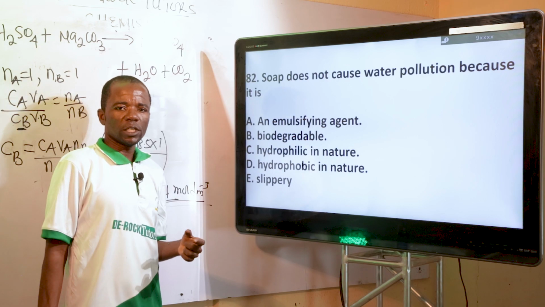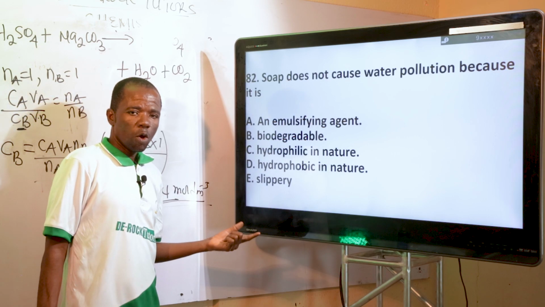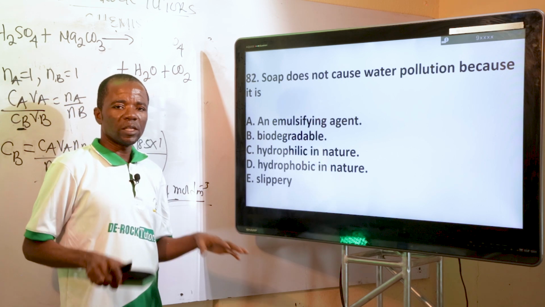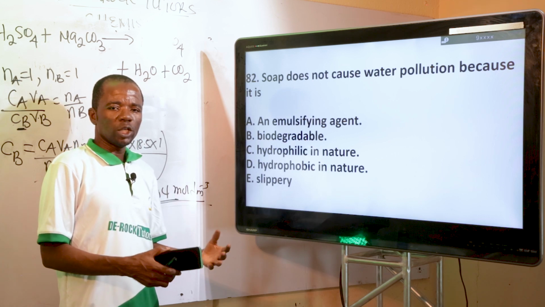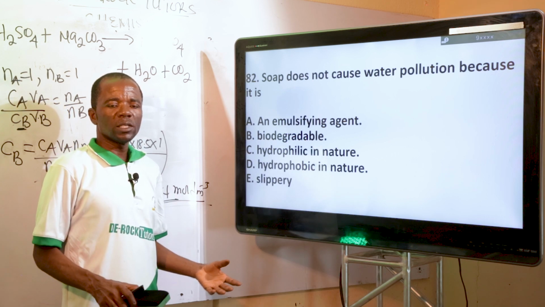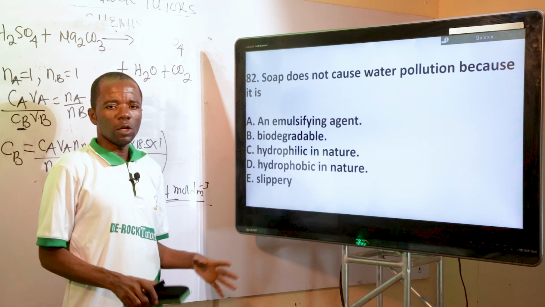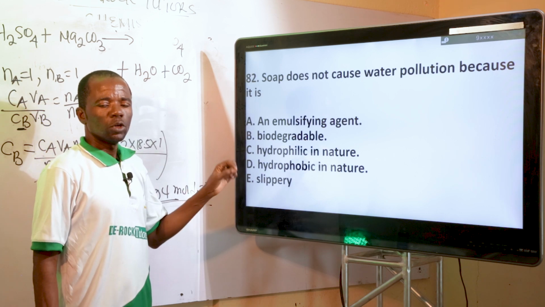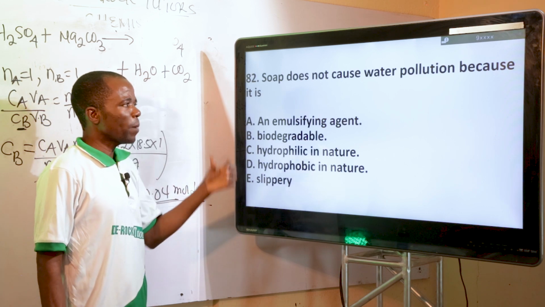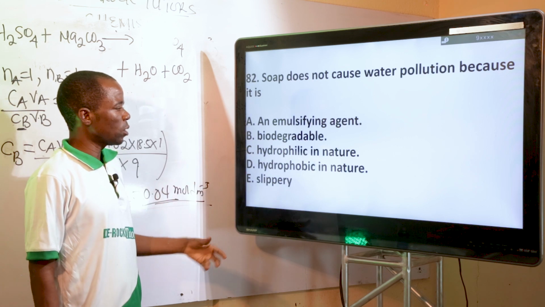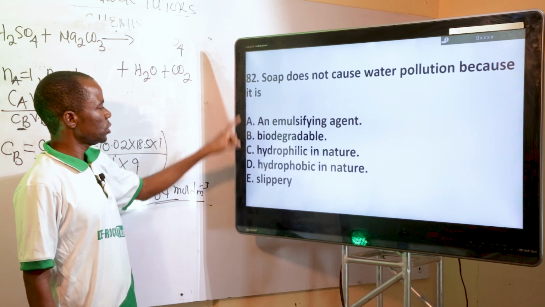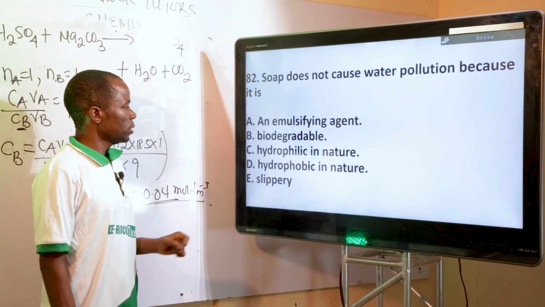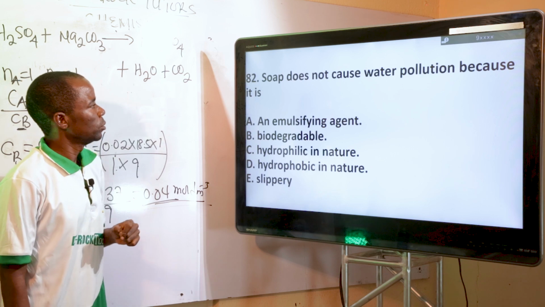Number 82. Soap does not cause water pollution because it is biodegradable. One of the advantages of soap over detergent is that there are some detergents that are not biodegradable, and because of that, when they get into water bodies, they cannot be broken down by microorganisms, and they clog the waterways. But soap does not have that particular problem. Soap can be broken down by microorganisms because it is biodegradable. So the correct answer for number 82 is B, biodegradable.